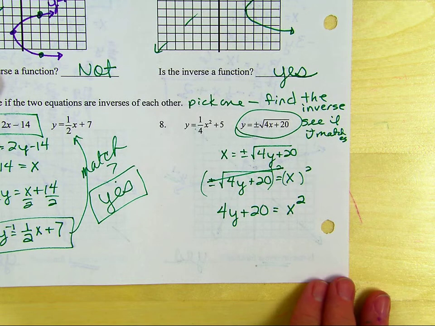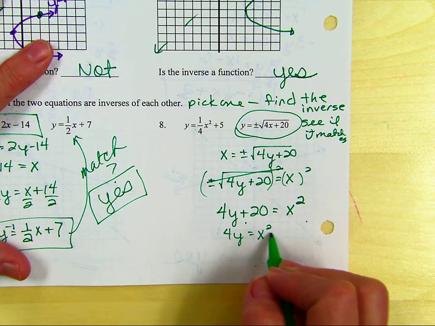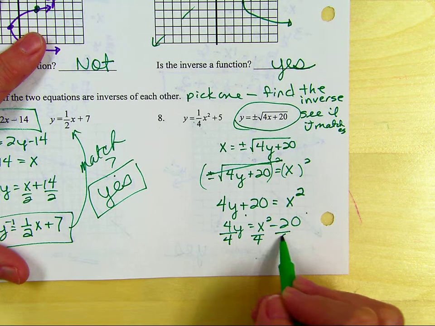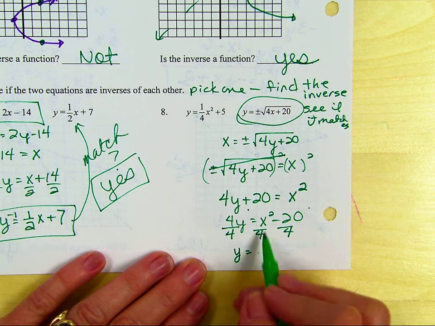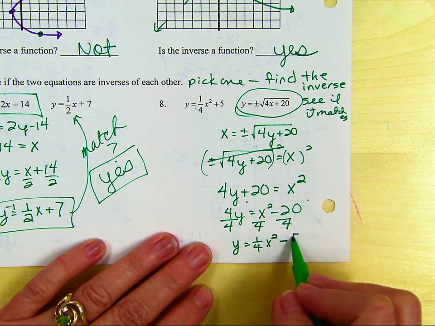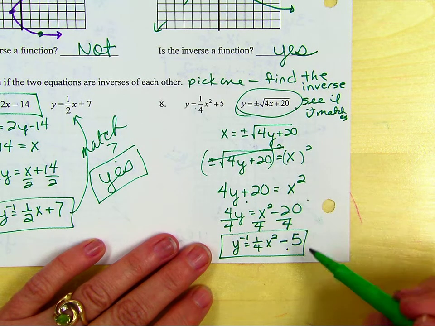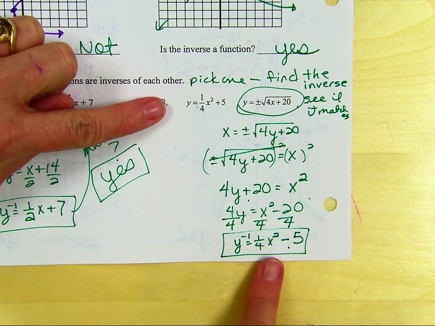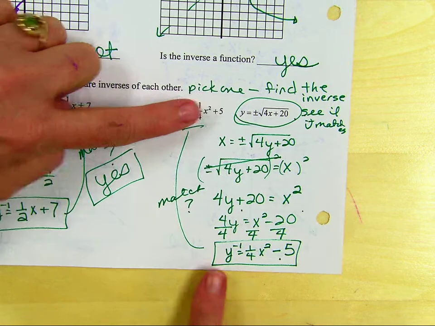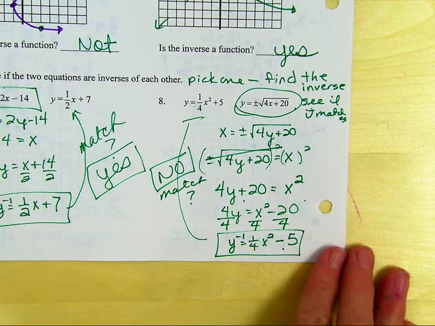Subtract 20 from both sides. 4y equals x squared minus 20. Divide everything by 4. Y equals 1 over 4 x squared, minus 20 divided by 4, which is 5. This is the inverse for that function. Does it match what they've given me? The question is, match. This has a plus 5, this has a minus 5, so they do not match. They are not inverses.